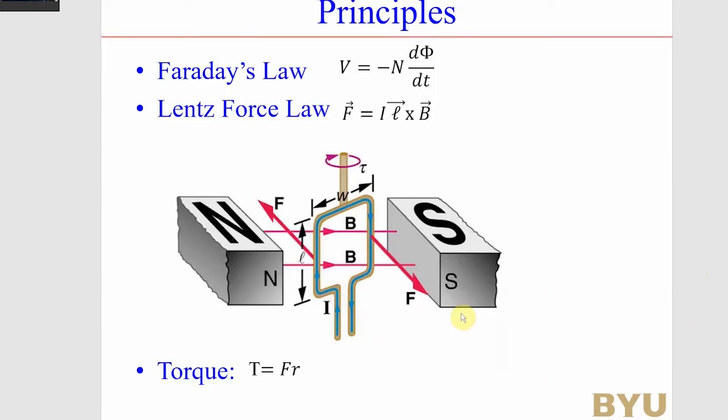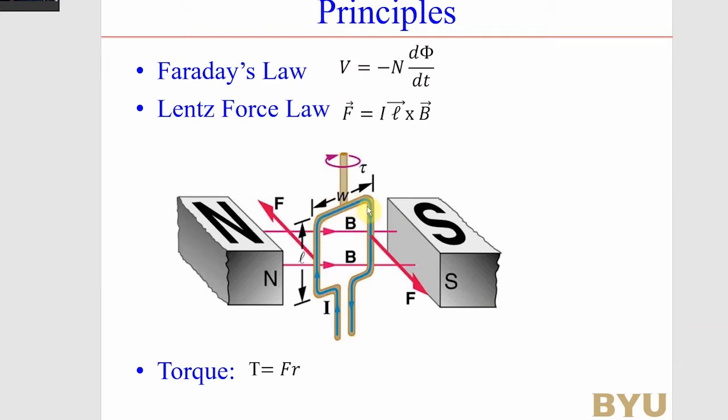So let's go over some of these basic principles. So we have Faraday's law and Lenz's force law. So in Faraday's law, the induced voltage on a wire loop is equal to the number of turns times the change in flux.